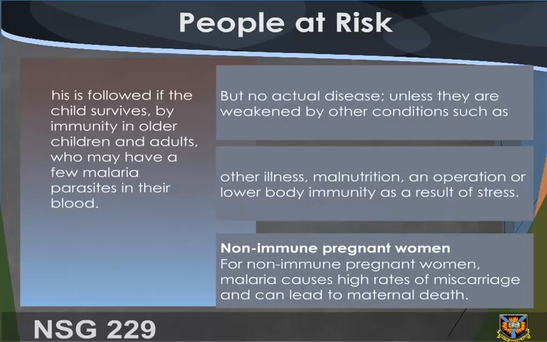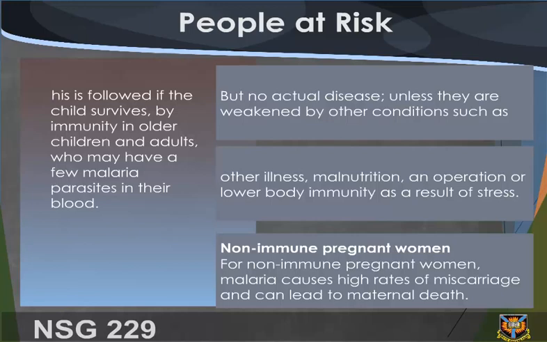This is followed, if the child survives, by immunity in older children and adults who may have a few malaria parasites in their blood, but no actual disease, unless they are weakened by other conditions such as other illness, malnutrition, and oppression or lower body immunity as a result of stress.